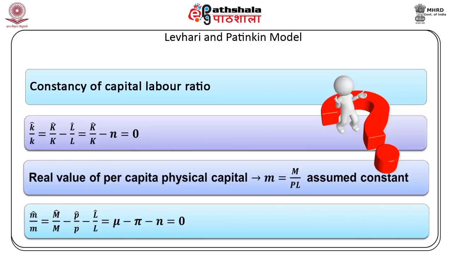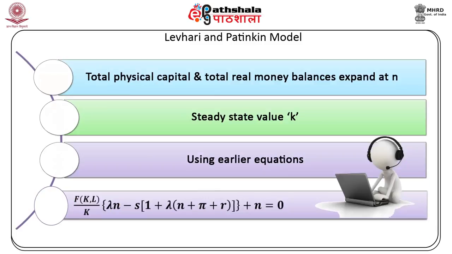In this system, the real value of per capita real money balances, denoted as small m, equal to capital M upon PL, is also assumed to be constant. That is, m hat upon m is equal to M hat upon M minus P hat upon P minus L hat upon L, which is equal to mu minus pi minus n, which is equal to 0. Thus, total physical capital and total real money balances both expand at n.